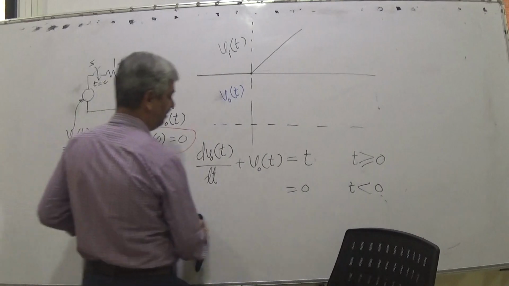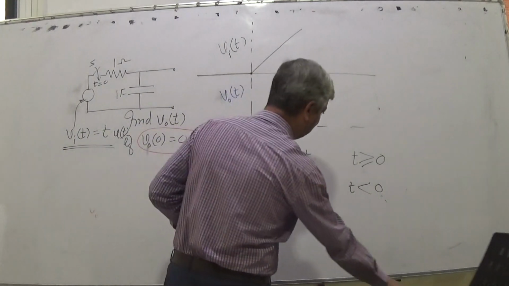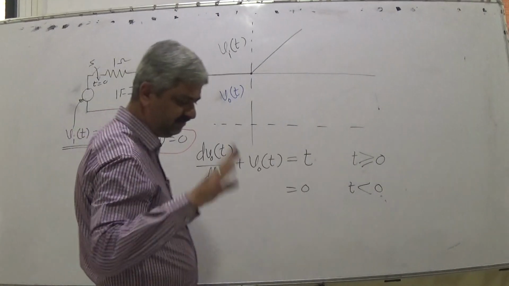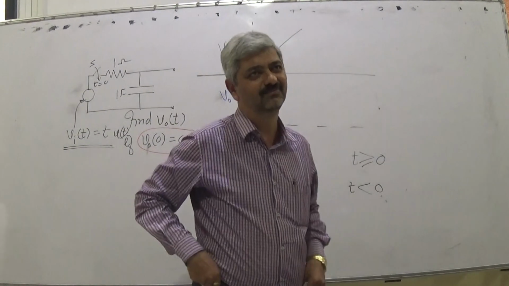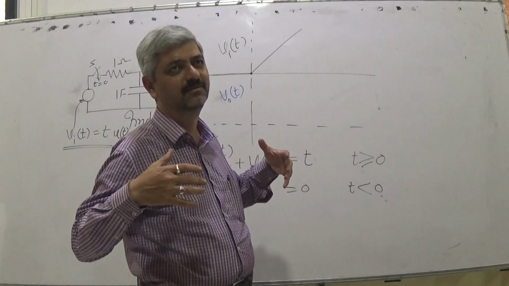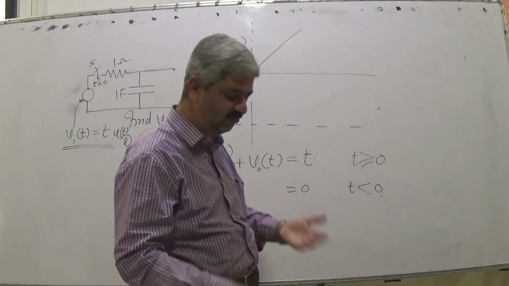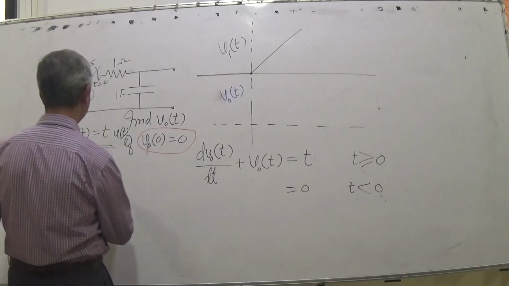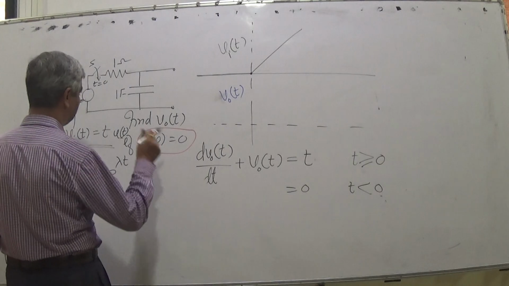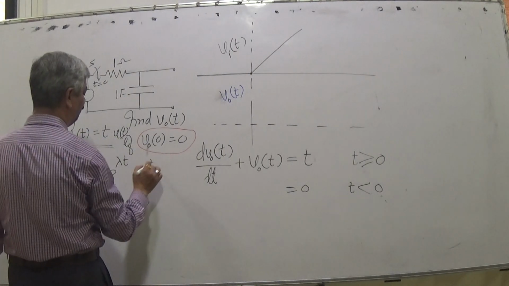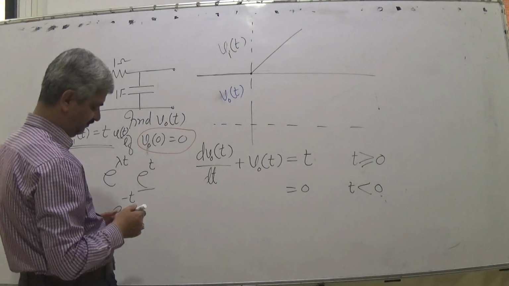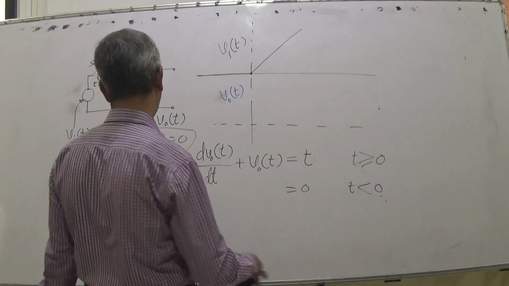So how do we proceed, how do we tackle it? One thing you should always be lucky to know is e raised to t or e raised to lambda t. In general, many times, since the values here are 1, you focus on e raised to t and e raised to minus t.